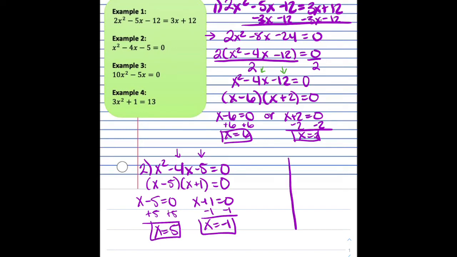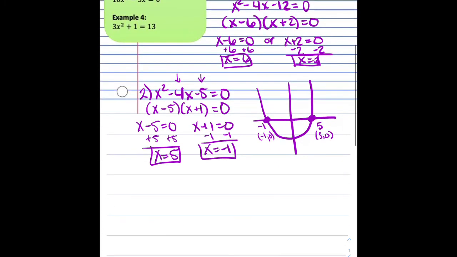So what these mean when I find these two solutions is, when we're graphing a quadratic, it's a parabola. And what's happening is I'm finding the solutions. I'm finding the places where I'm crossing the x-axis. So for number 2, this is saying I'm crossing the x-axis at positive 5 and negative 1. So this would be at the points (5, 0) and (negative 1, 0).